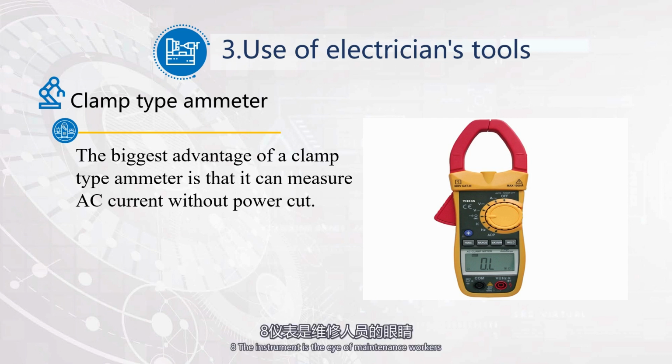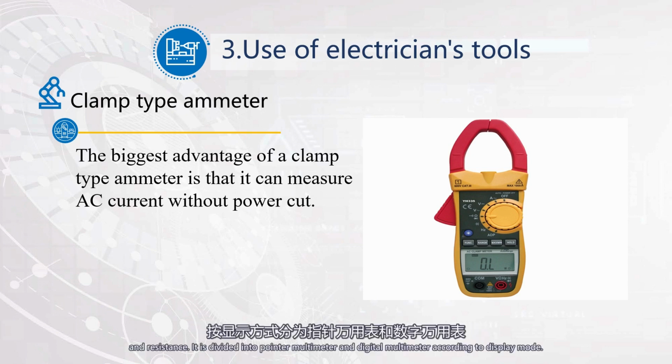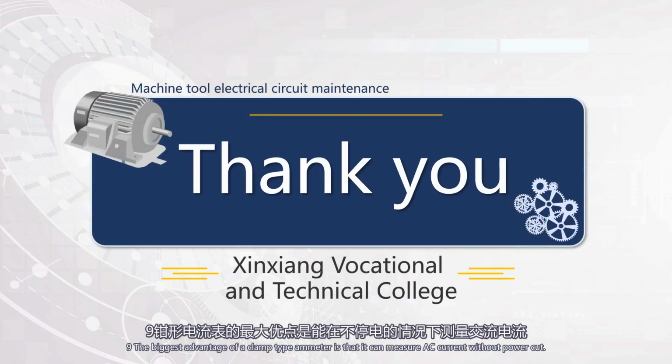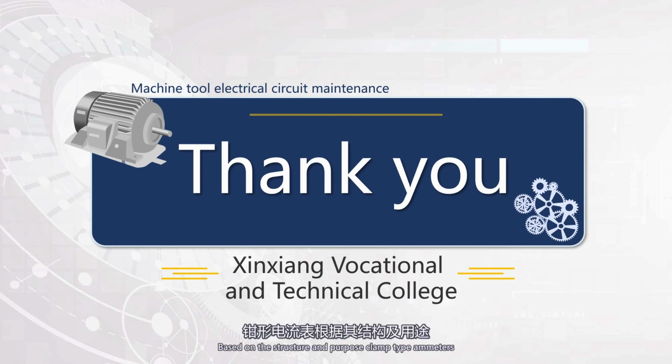The instrument is the eye of maintenance workers, and a multimeter is generally used to measure voltage, current, and resistance. It is divided into pointer multimeter and digital multimeter according to display mode. The biggest advantage of a clamp-type ammeter is that it can measure AC current without power cut. Based on the structure and purpose, clamp-type ammeters are divided into two types: transformer type and electromagnetic type. The commonly used type is a transformer clamp ammeter, which consists of a current transformer and a rectifier instrument.